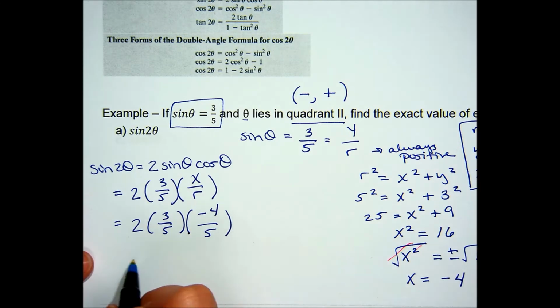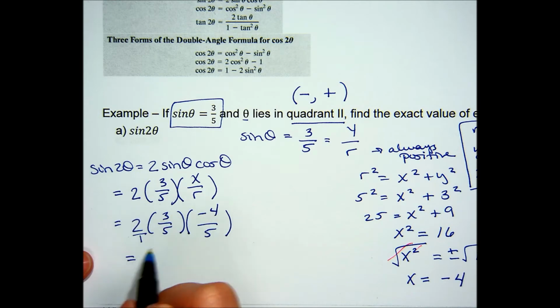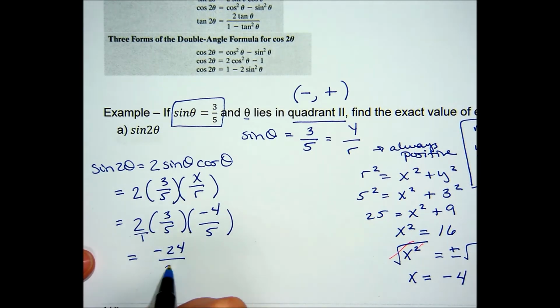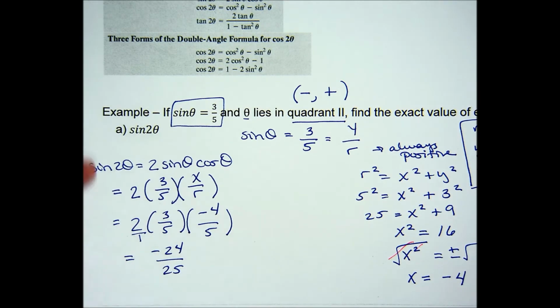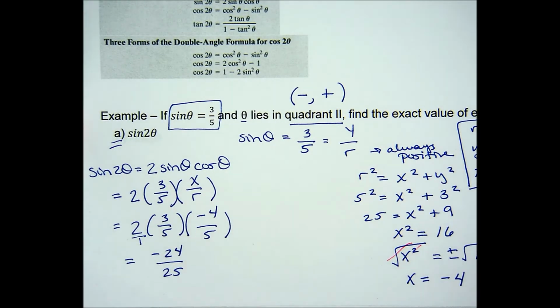Multiply our values out. So you can make this 2 into 2 over 1 and just multiply your fractions. The 3 and the negative 4, it's negative 12 times 2, negative 24. 5 and 5 and 1, 25. So sine of 2 theta is negative 24/25. Very good. Let's use these same values and find another function. So this was part A. Let's look now at part B.